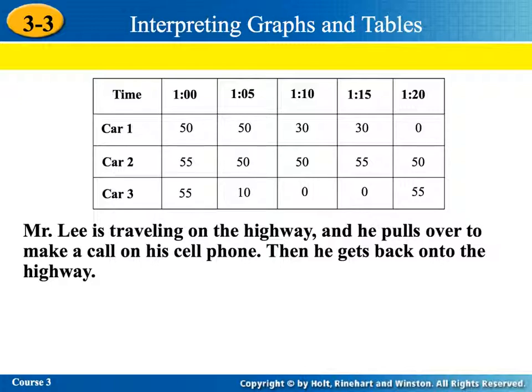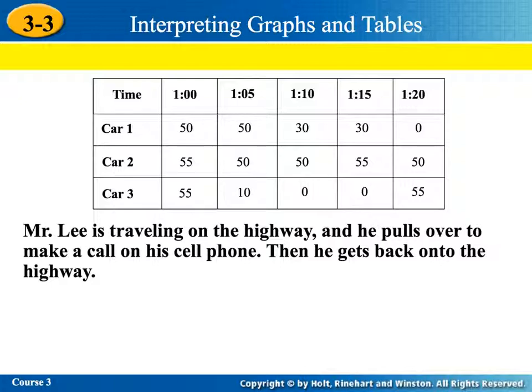All right, so it says, Mr. Lee is traveling on the highway, and he pulls over to make a call on his cell phone. Then he gets back onto the highway. Okay, so in this situation, thinking about if this was an actual scenario, what would be happening to his speed? So Mr. Lee's going on a highway, he pulls over to talk on his cell phone. Once he's done talking on his cell phone, he jumps back onto the highway.